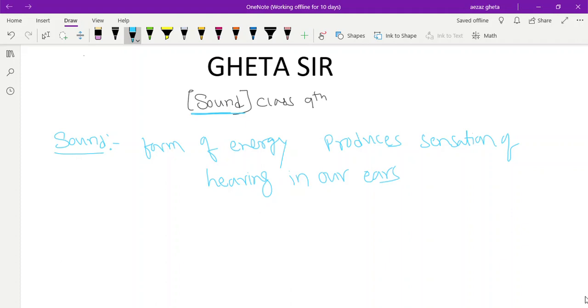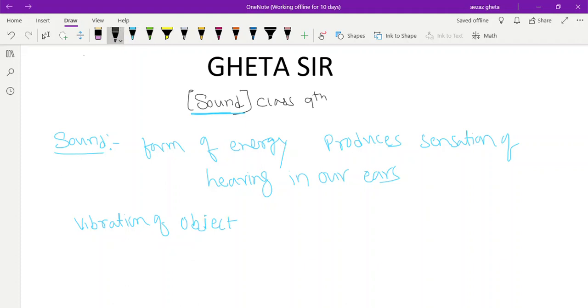So repeat, what is sound? Sound is a form of energy. Yes, it produces the sensation of hearing in our ears. Because of sound, we are able to hear. Now, how is sound produced? See, sound is produced by vibration of an object. Sound is only produced if an object is vibrating.